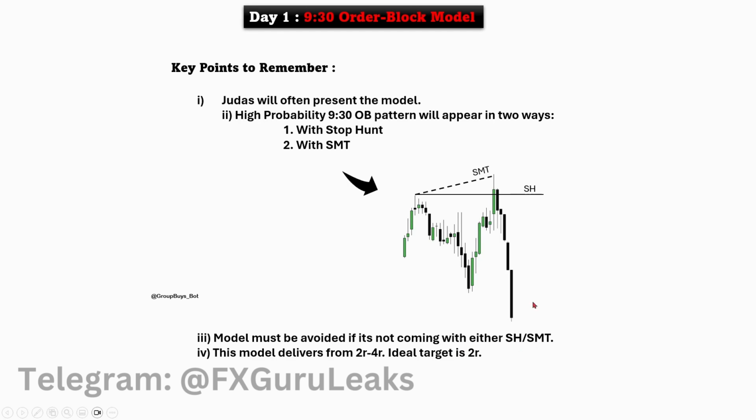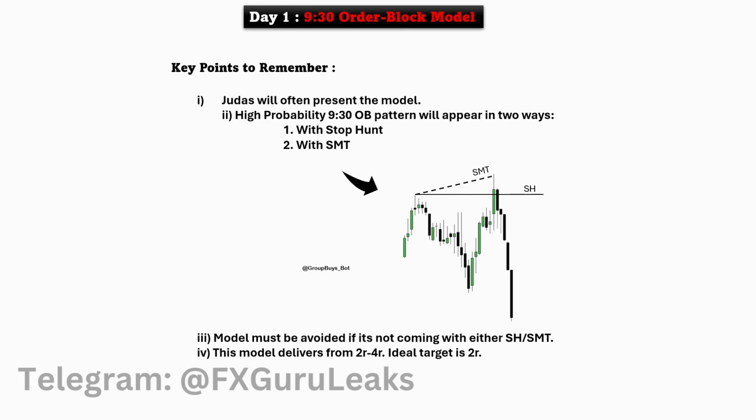So you're in with this model, high probability scenario is when you have this structure appearing with SMT and stop hunt. You are not going to be engaging in a low probability scenario, and low probability scenario is when the order block is not appearing with a stop hunt or with a SMT. Very likely when you don't see a SMT and stop hunt, very likely that time price will do a seek and destroy. So very important that you keep these in your notes. These points are very important.